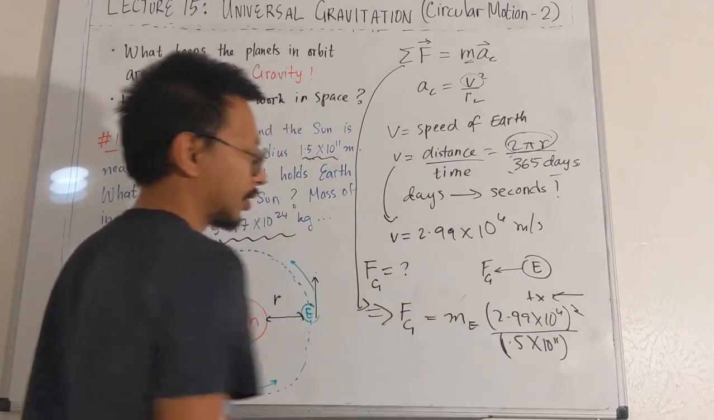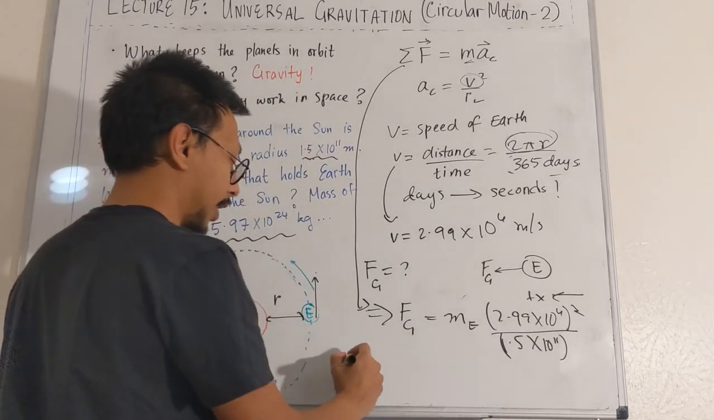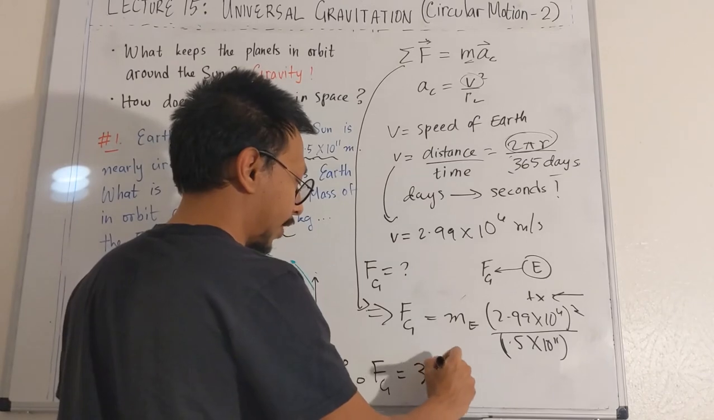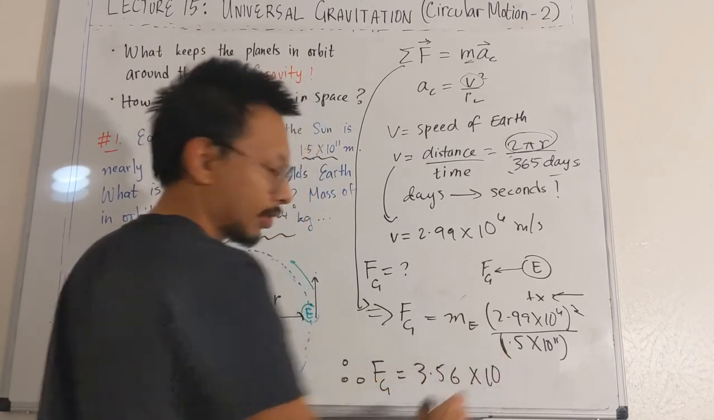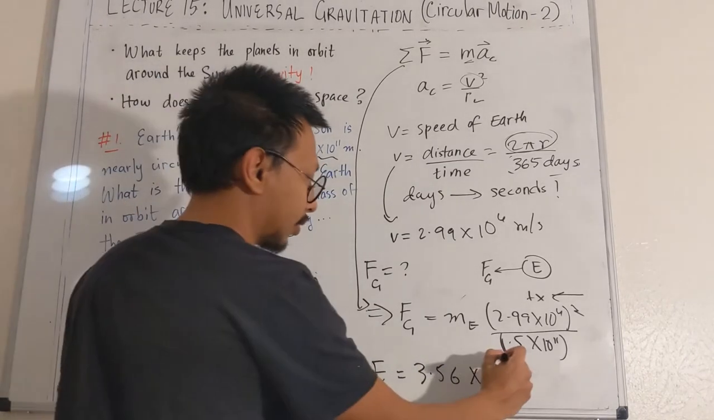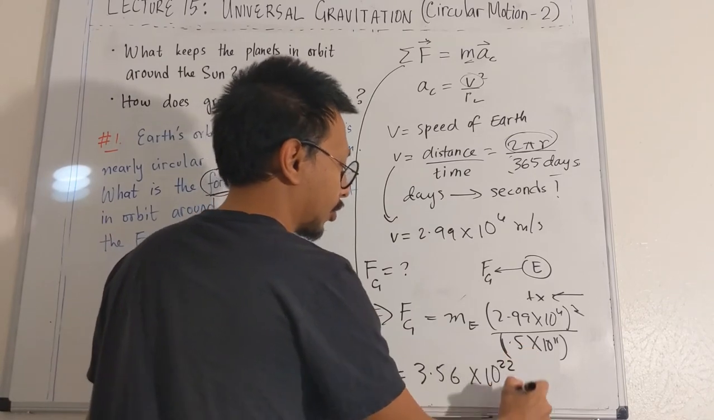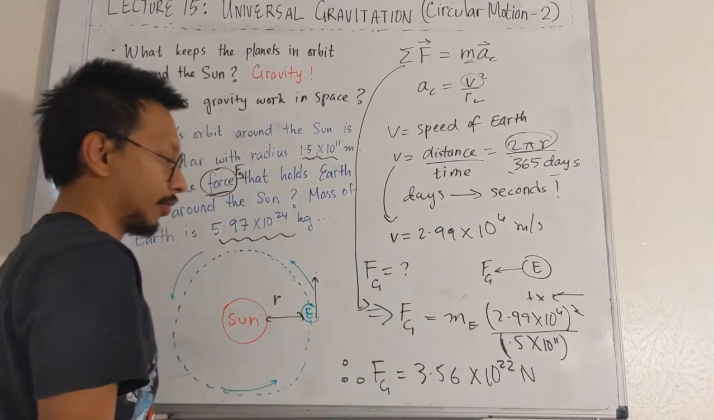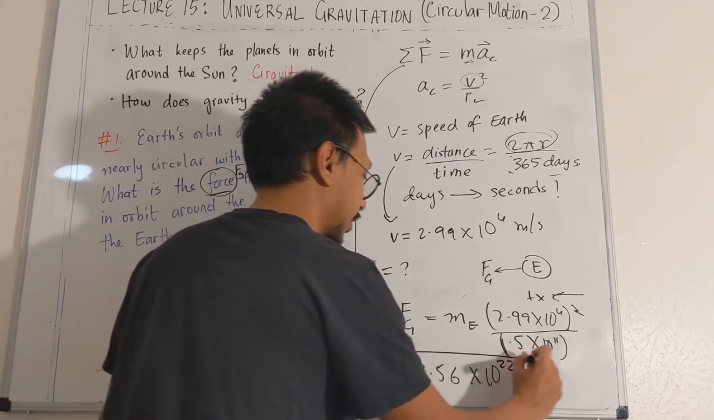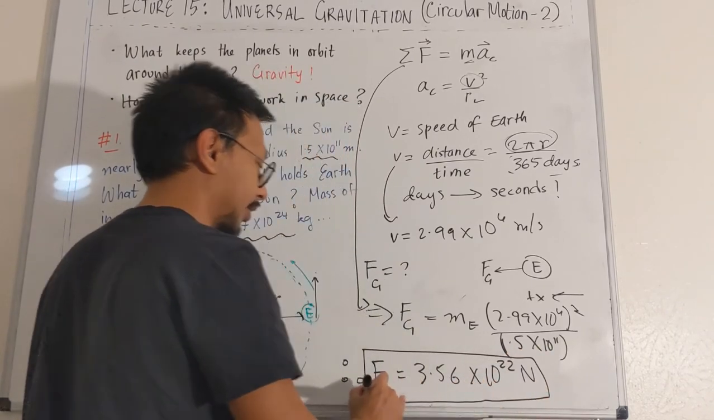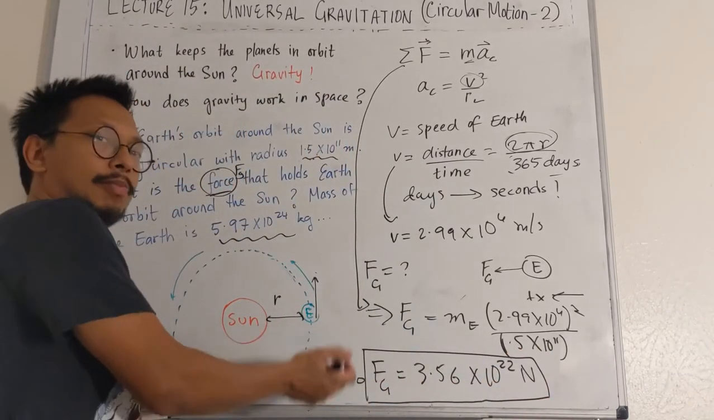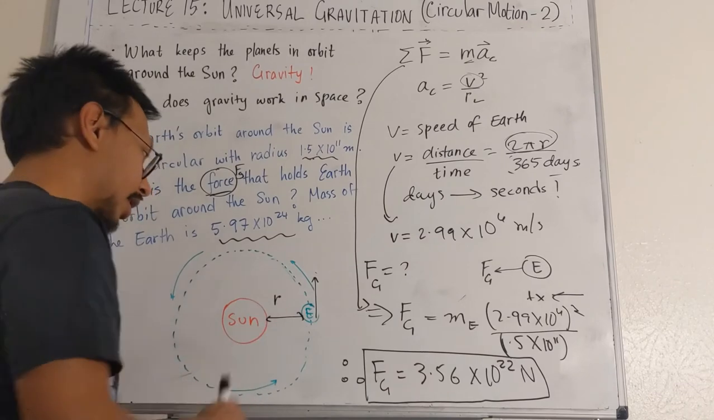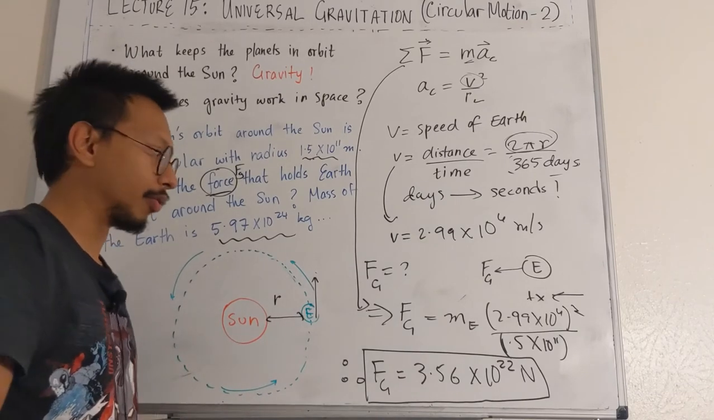If you do this, you get the force of gravity as 3.56 times 10 to the 22 newtons. This is the force of gravity which the Sun exerts on the Earth to keep it in a circle. Now, two important things to note about this.